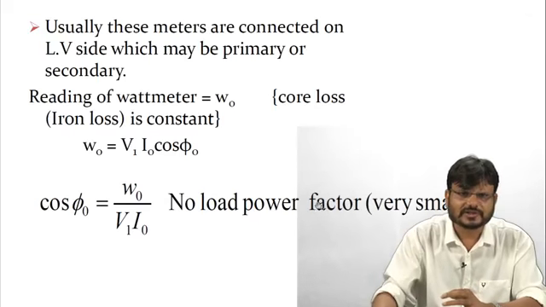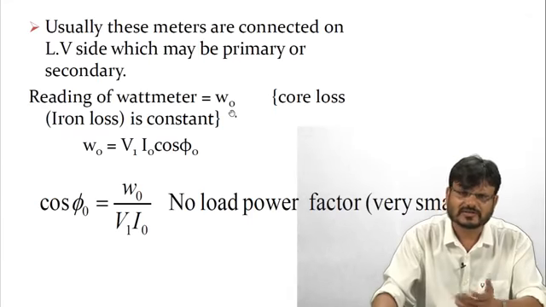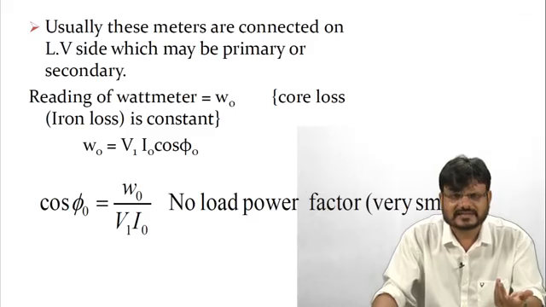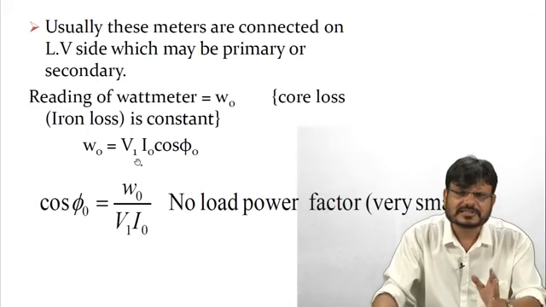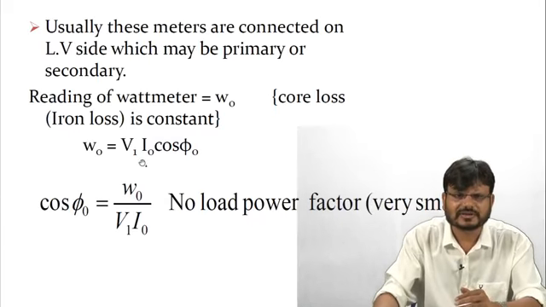As you know, the reading of the wattmeter gives the core loss. It can be denoted as W naught, or sometimes it is written as Pi, or Wi. Here we are writing W naught. So W naught is equal to what? V1 into I naught cos phi naught, where V1 is the applied voltage, I naught is the no load current and cos phi naught is the no load power factor. So the no load power factor can be written as W naught divided by V1 times I naught.